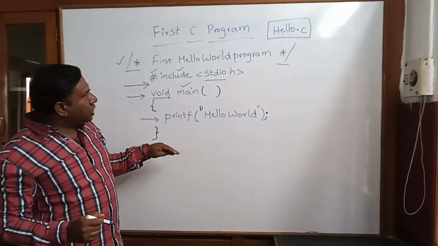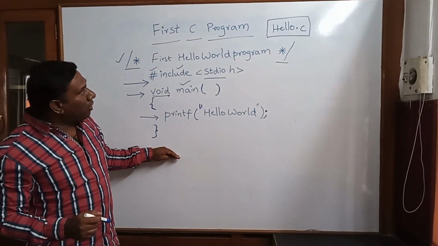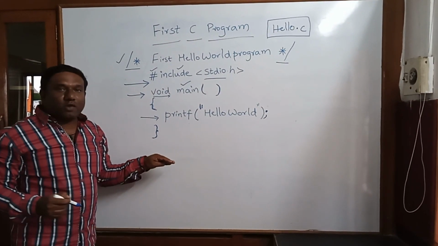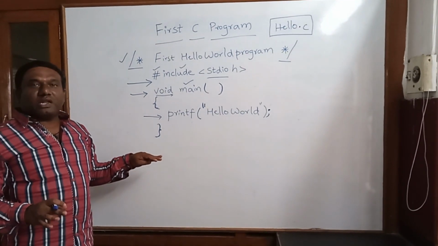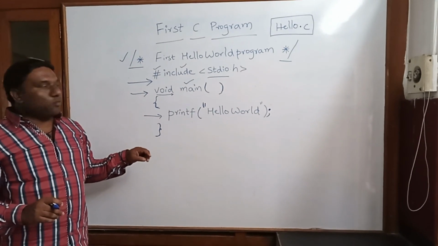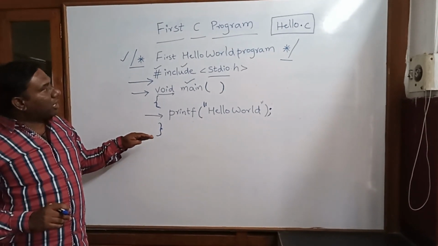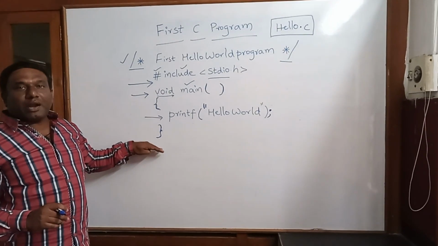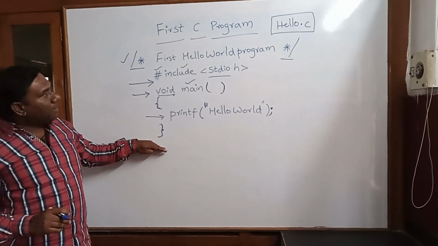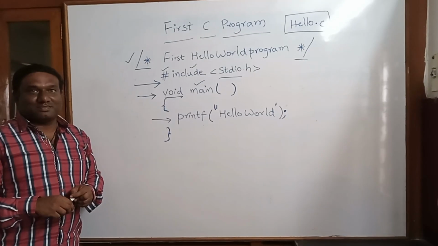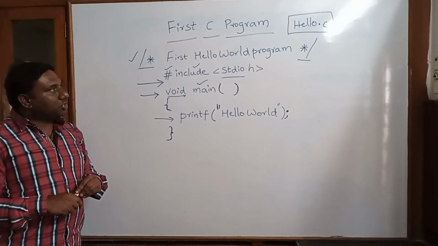And whenever I execute this program, how to execute it? First, the computer does not understand this program. It understands only zeros and ones. So for that, we are going to convert this program into an object file. Your compiler will convert this particular program into an object file.